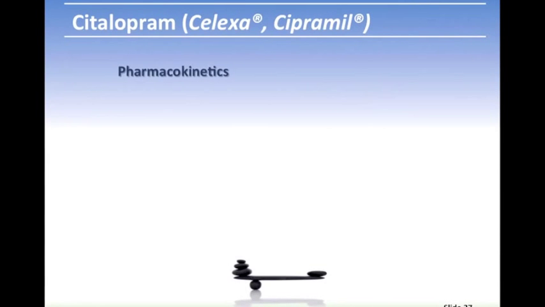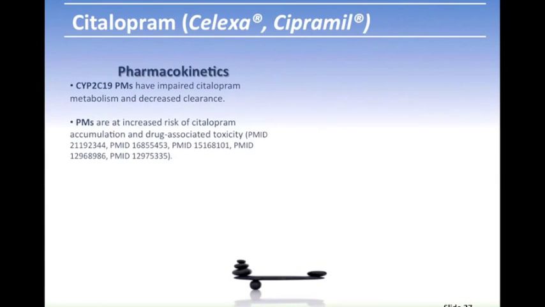There are both pharmacokinetic and pharmacodynamic effects that need to be considered. The first one is that CYP2C19 PMs have impaired citalopram metabolism and decreased clearance. PMs are therefore at an increased risk of citalopram accumulation and drug-associated toxicity. On the other hand, ultrametabolizers have lower citalopram plasma concentrations and increased risk of non-response.